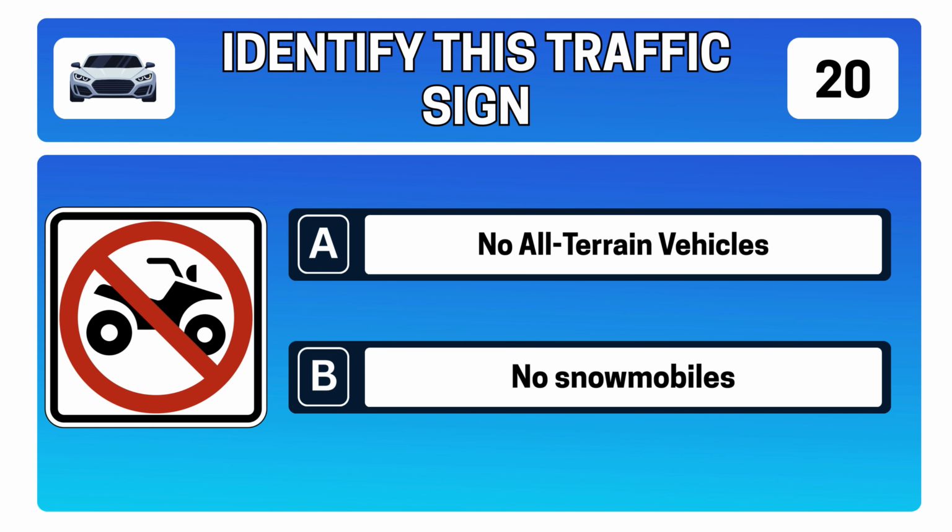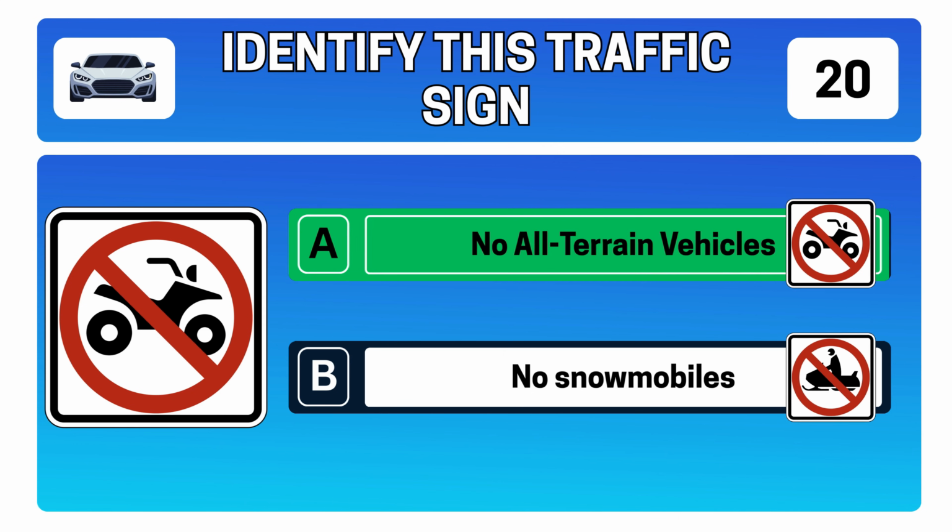Identify this traffic sign. A. No all-terrain vehicles. B. No snowmobiles. Excellent. It is the no all-terrain vehicles sign.